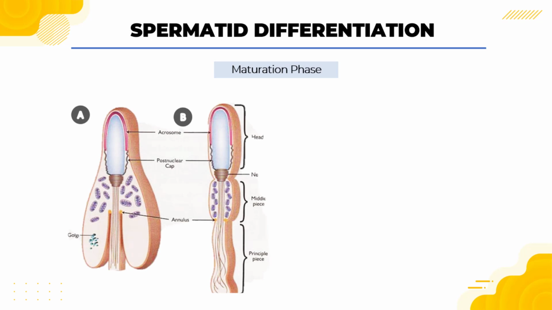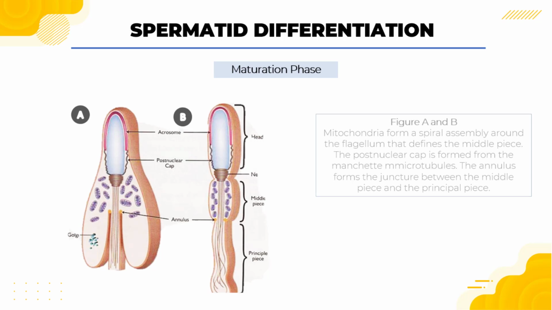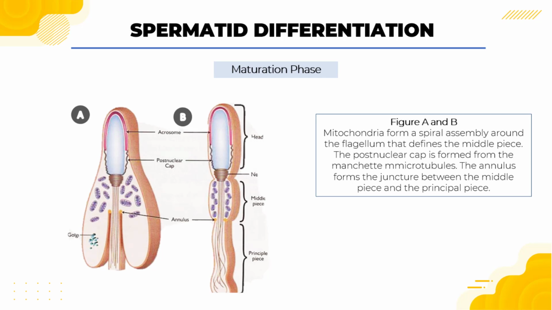The last phase is the maturation phase. Finally, assembly forms the spermatozoon. In figures A and B, the mitochondria form a spiral assembly around the flagellum that defines the middle piece. The postnuclear cup is formed from the manchette microtubules. The annulus forms the junction between the middle piece and the principal piece.